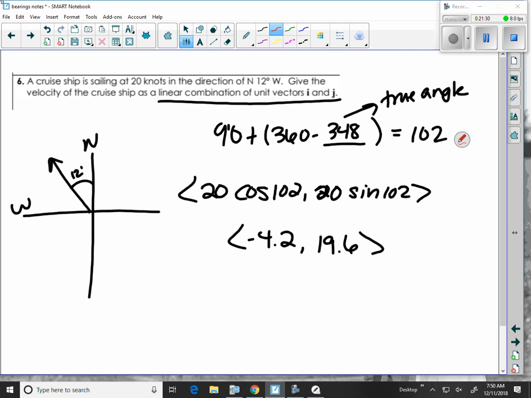That's our component form. We do have to put it into linear combination form, so we'll do that in just a second. But I want you to check our answer, make sure we're good. We have negative, positive, which is in quadrant 2. Is our vector in quadrant 2? Yeah. We're good to go. So if you write it into linear combination form, we would say negative 4.2i plus 19.6j.